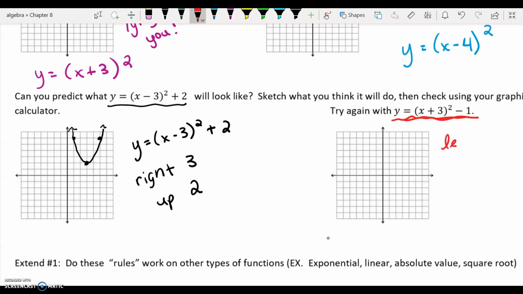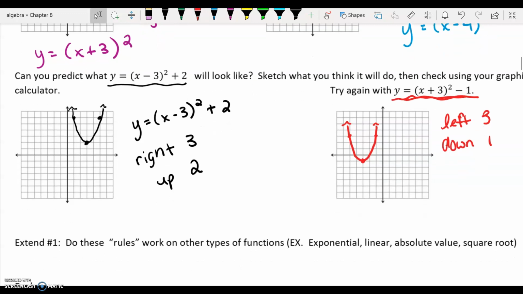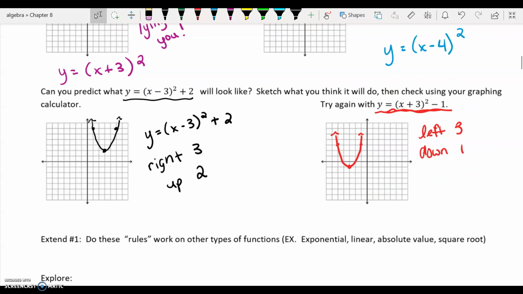So this one I'm going to go left 3, and down 1. So I'm going to take 0, 0, go 1, 2, 3, then down 1. So that's my new vertex. So now I'm going to take 2, 4, go left 3, and down 1. Do the same thing with negative 2, 4, and graph my parabola. So hopefully you guys understand the transformation part of it.